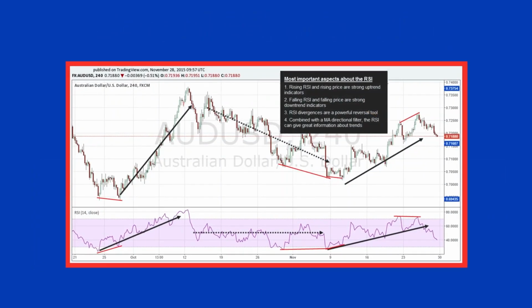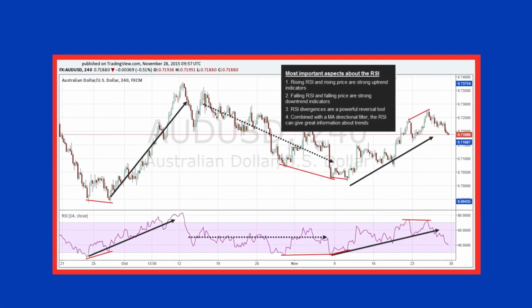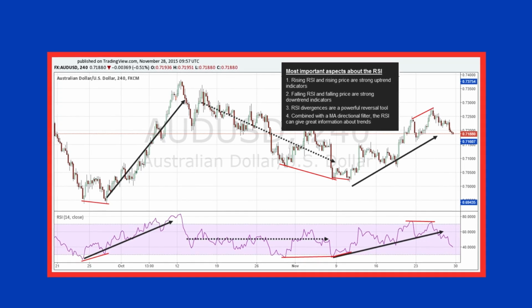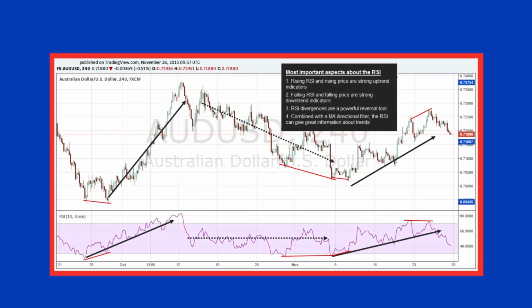Identifying trend strength. Beyond overbought and oversold signals, the RSI can also be used to gauge trend strength. As you can see from the middle section of the graph, during a strong uptrend, the RSI stays above 50, indicating that bullish momentum is intact. Conversely, in a downtrend, the RSI remains below 50, confirming bearish momentum.